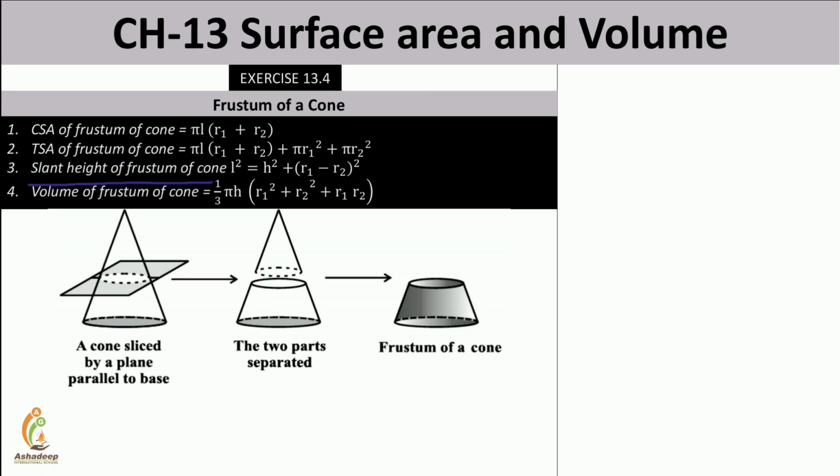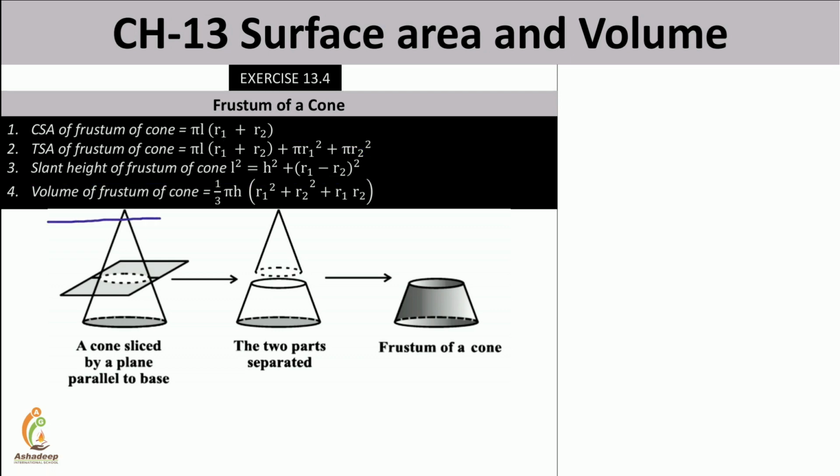The slant height of the frustum of the cone is nothing but L square is equal to h square plus (r1 minus r2) whole square. That thing you need to remember, because sometimes it is asked that you need to find the area, but you don't have L given, but you are given h. So with the help of this formula, you can find the slant height.